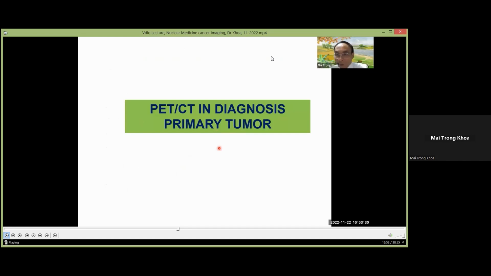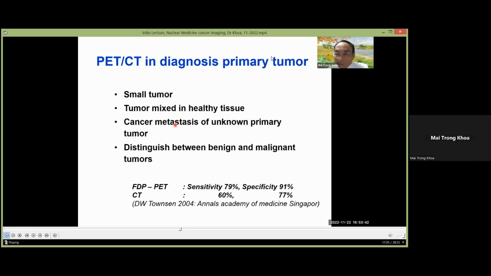First of all, we would like to share some information about the roles of PET in the diagnosis of primary tumor. It helps diagnose primary tumors with sensitivity of about 80% in one stage and specificity of over 80%, up to 90%, significantly higher than CT. You can see here.